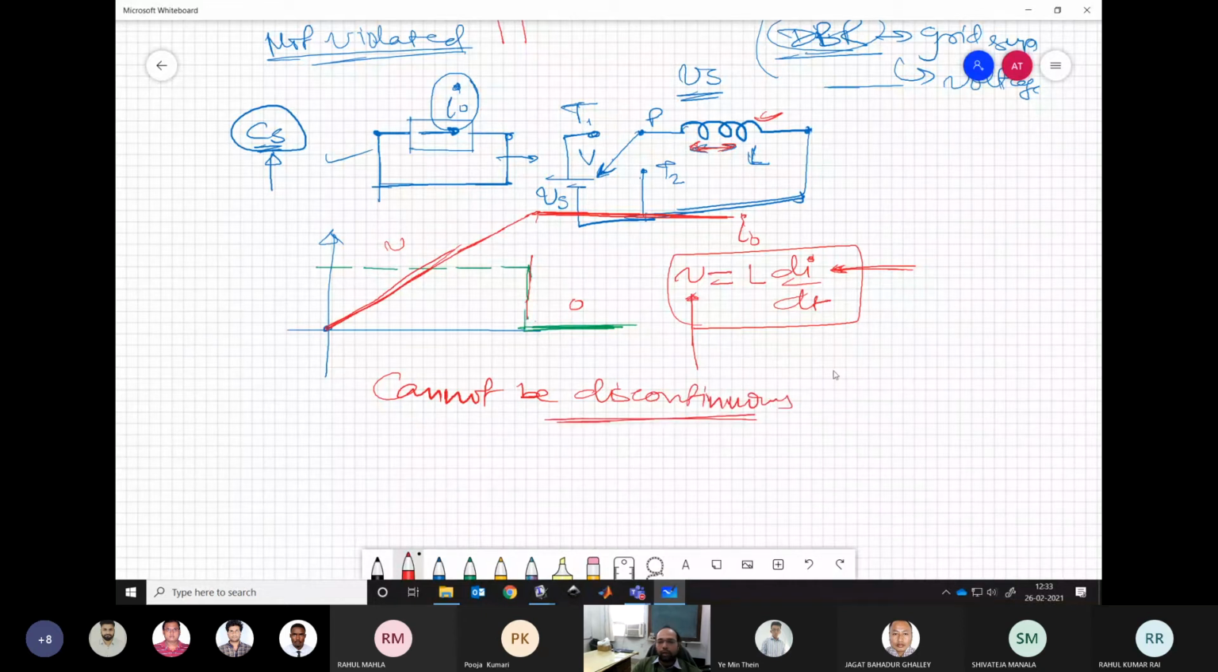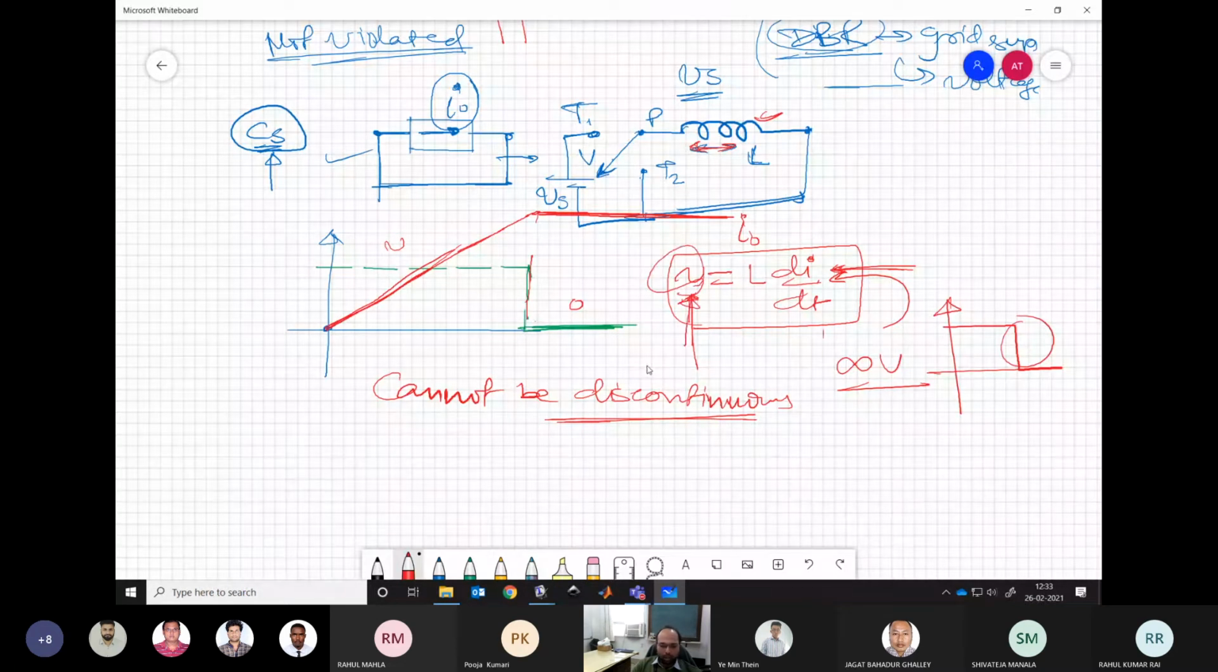We will need an infinite amount of voltage to alter any current in an inductor abruptly. So we cannot have any current like this in an inductor, or any discontinuity in the current. So then, with a reasonable value of voltage, we can maintain it.